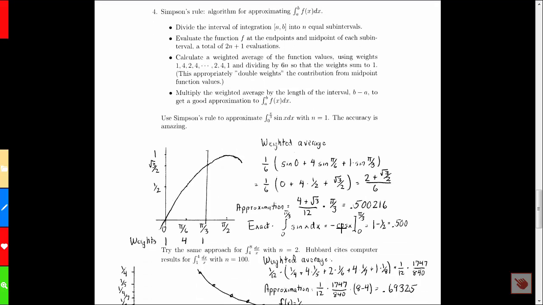Let me show you an example of this. First, let me state Simpson's Rule as an algorithm. Step 1. Forget everything you ever heard about dyadic cubes. Divide the interval of integration into little n equal subintervals.